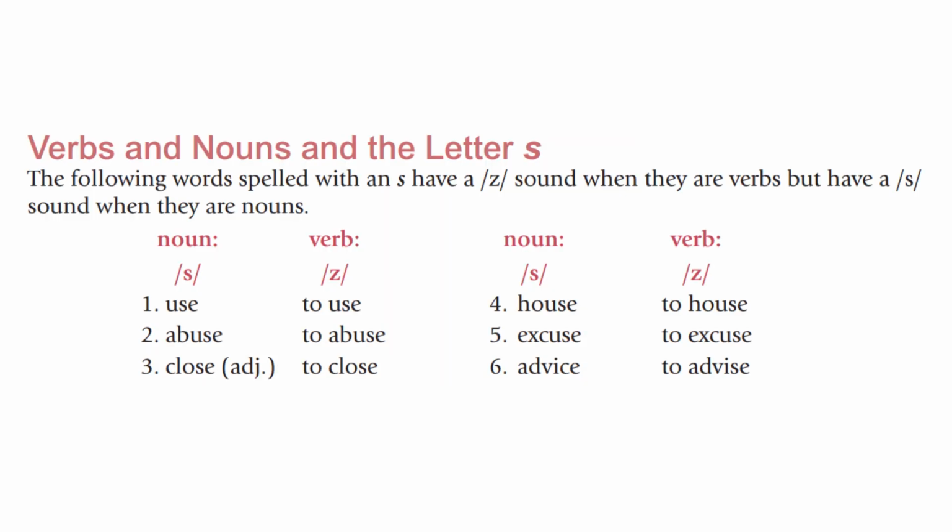Verbs and nouns. The following words that are spelled with an S have a Z sound if they're verbs and have an S sound if they're nouns. Use, to use. Abuse, to abuse. Close, to close. House, to house. Excuse, to excuse. Advice, to advise.